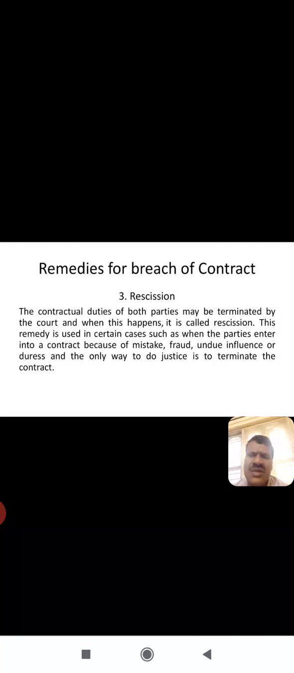Rescission. The contractual duties of both the parties may be terminated by the court, and when that happens, it is called rescission. This remedy is used in certain cases, such as when the parties enter into a contract because of mistake, fraud, undue influence, or duress, and the only way to do justice is to terminate the contract.